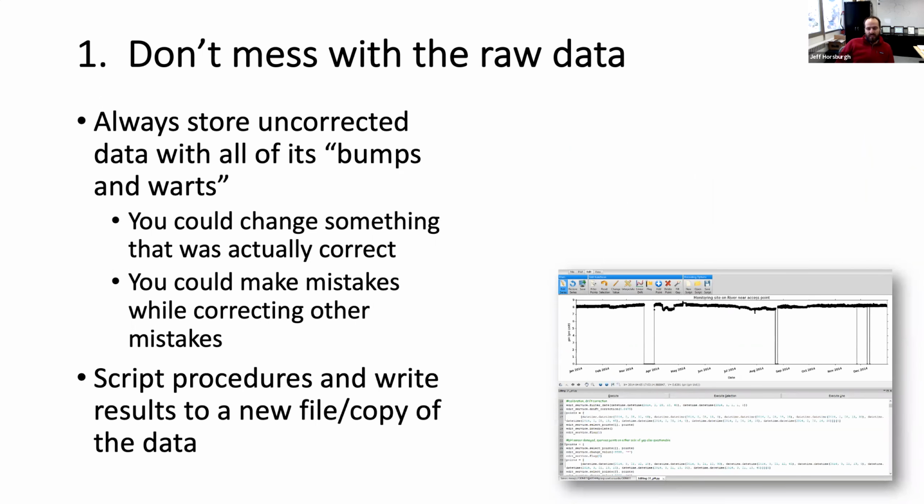And anywhere you're doing these sorts of transformations, it's a good idea to script them and write your results to a new file or a new copy of the data to make sure that you could always go back and do the same thing over again. Because if you decide you didn't like how you did step number 283 in your quality control script, you can modify it, rerun it on the raw data, and get a different result that better reflects what you think the quality control data should be.